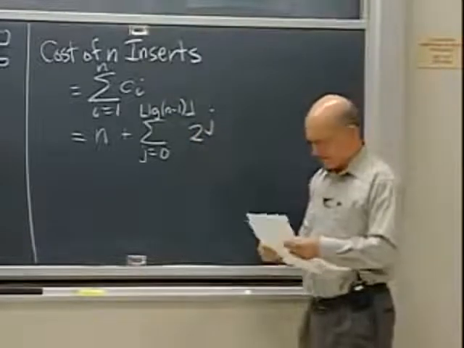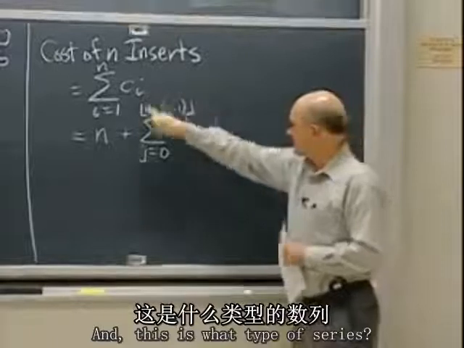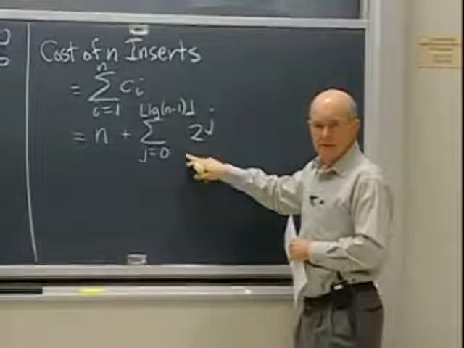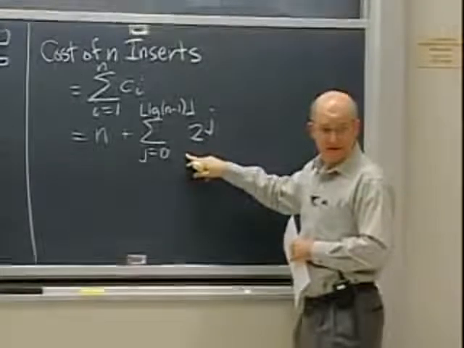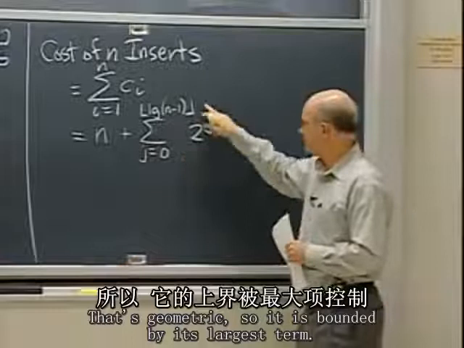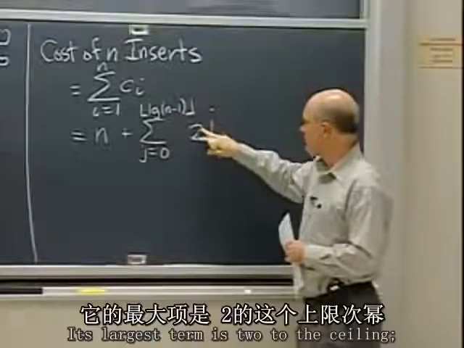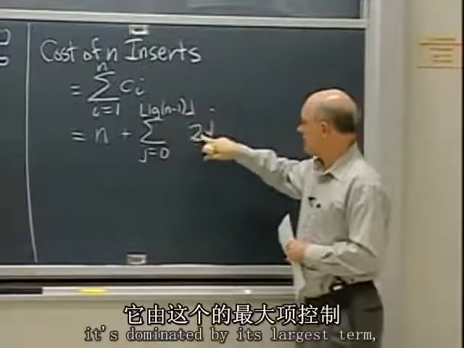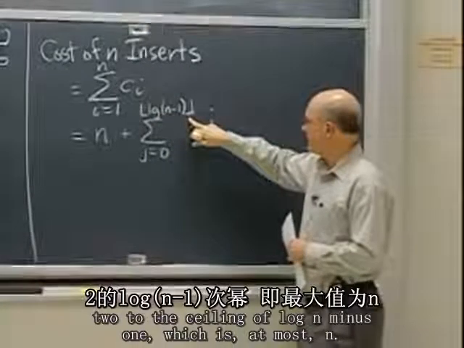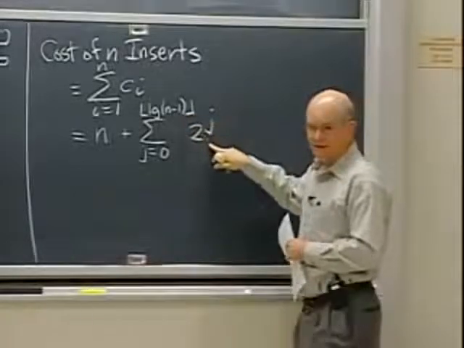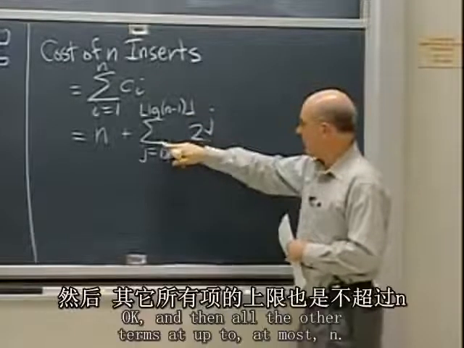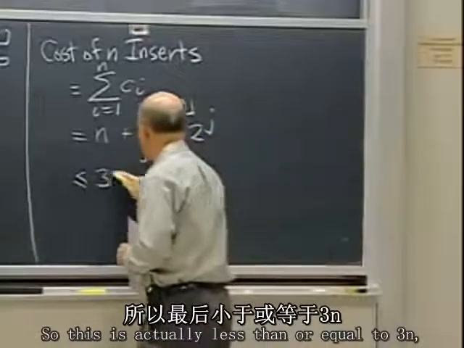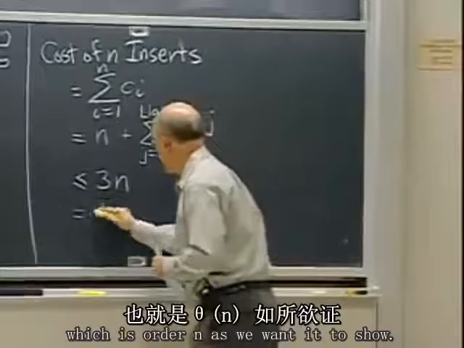And this is what type of series? That's geometric, so it is bounded by its largest term. It's dominated by its largest term, 2 to the ceiling of log n minus 1, which is at most n. And then all the other terms add up to at most n. So this is actually less than or equal to 3n, which is order n, as we wanted to show.